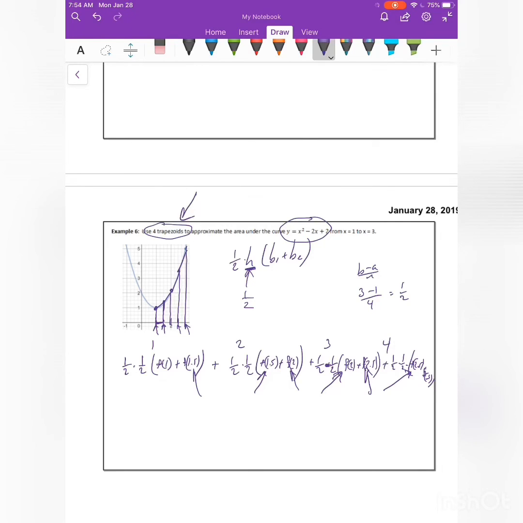So always look for what you're using, a rectangle or a trapezoid, how many there are. The interval is very important, and showing this step of all the work, you actually get points for that on the AP test. So make sure you do that as well.